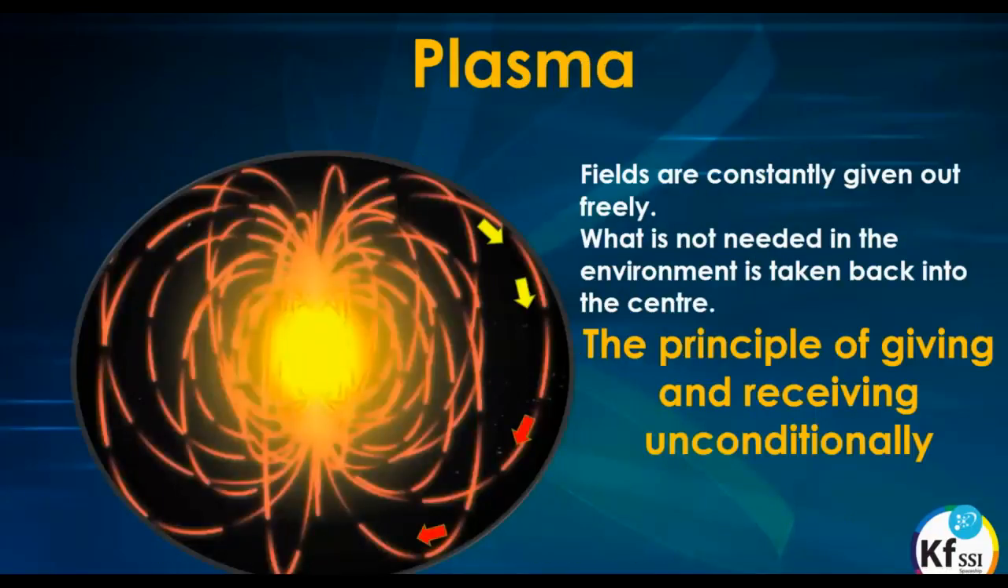So when we look at the plasma itself, the fields are constantly given out, and what is not needed in the environment is then taken back in to the center. So what comes out comes back in at the bottom, but what comes out from the plasma and is not needed in the environment is then taken back in. So that's the principle when we really go into depth on the soul side later on. It's the principle of giving and receiving unconditionally, because there's nothing attached to it. It's just given out. What is not needed is then taken back in again.